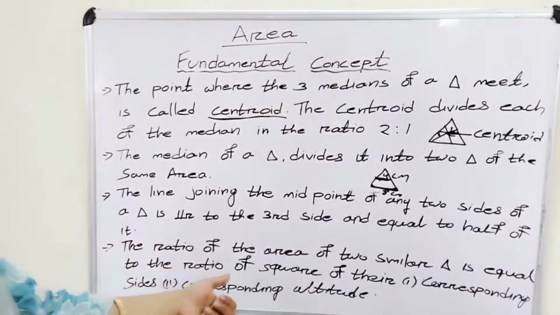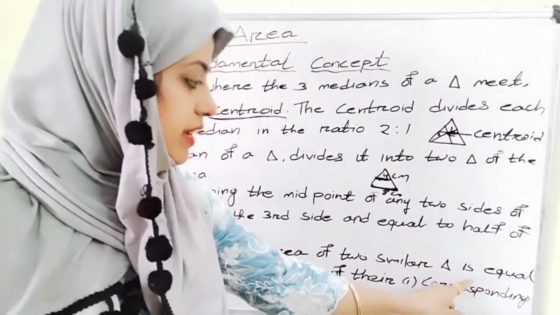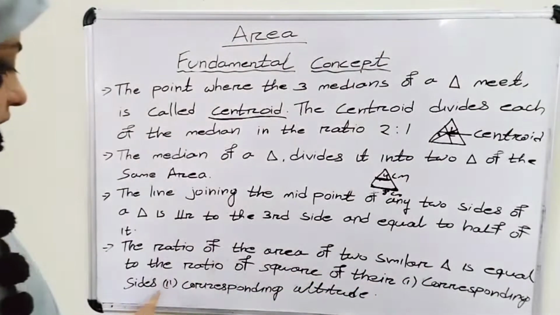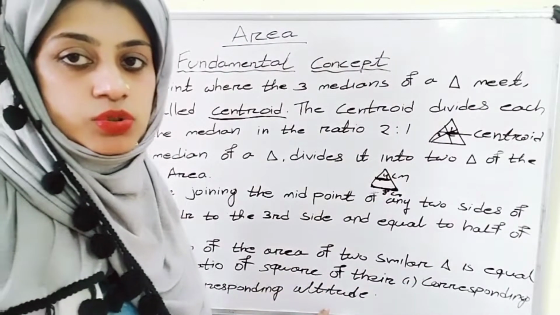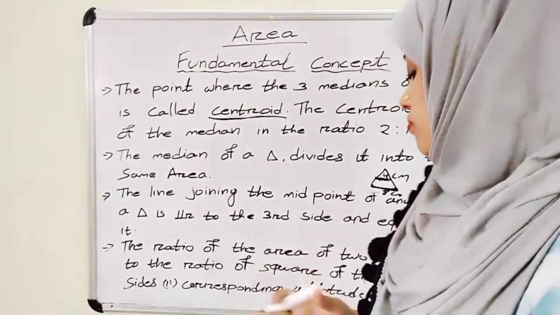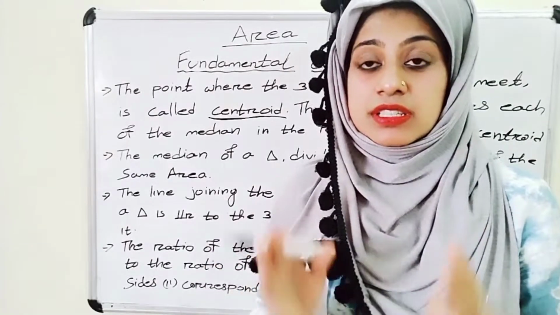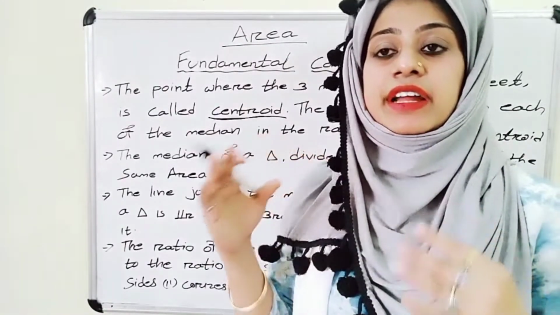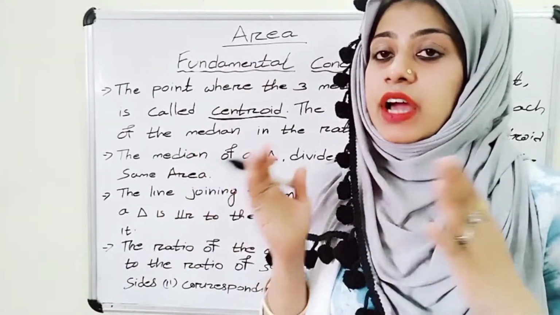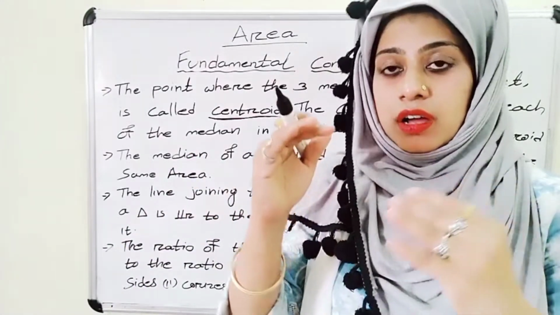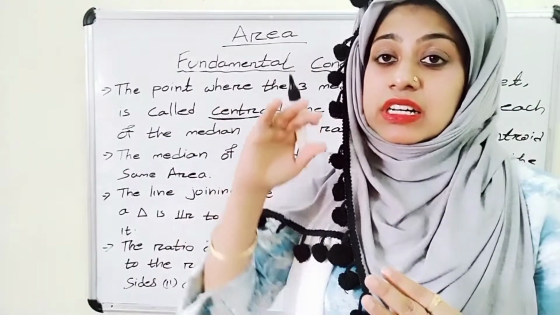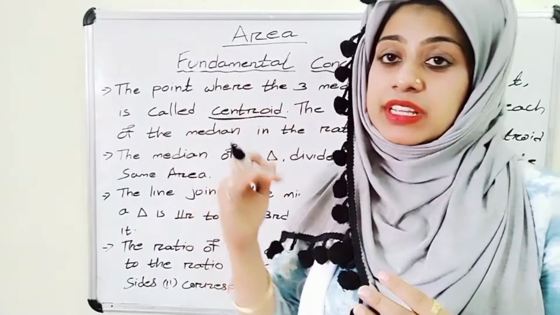The ratio of the areas of two similar triangles is equal to the ratio of the squares of their corresponding sides and corresponding altitudes. The ratio of the areas of two similar triangles, once you have proved that the triangles are similar, in fraction form is equal to the square of their corresponding sides.